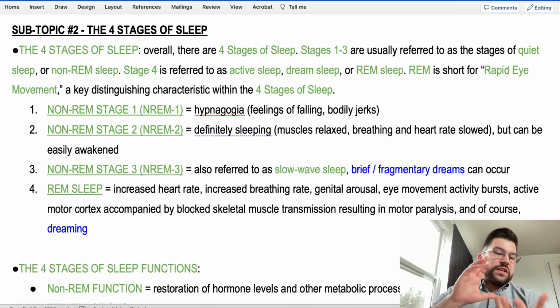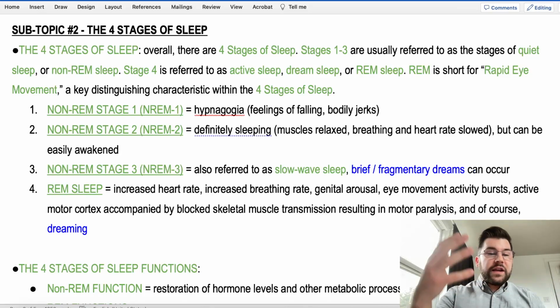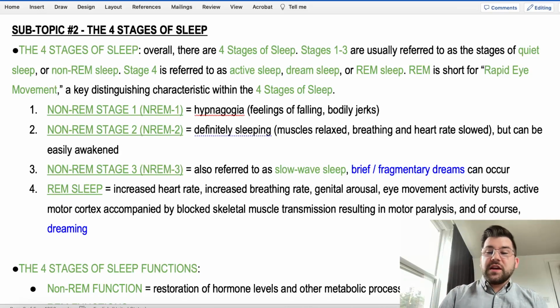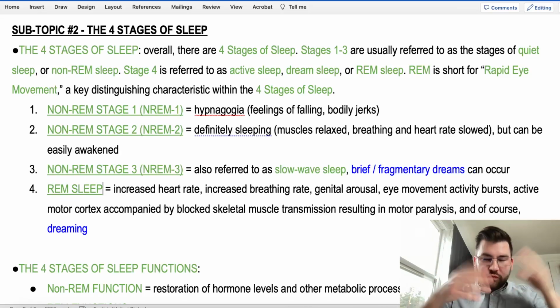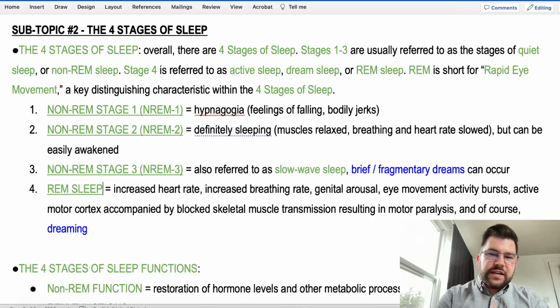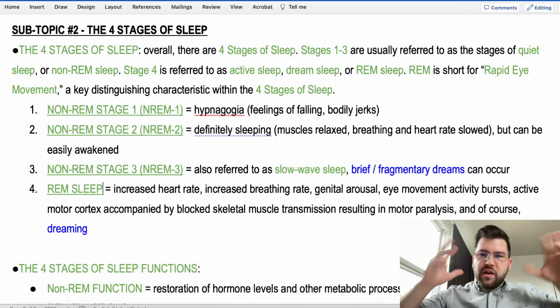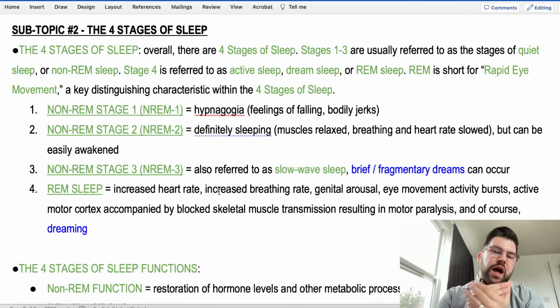And this is where sleep really changes as well, right? You see your heart rate go back up, your breathing is going to go back up, your genitals can become aroused, and your eye movement, rapid eye movement, is really flying around behind your eyelids. And your motor cortex is actually super active. Your brain is very, very active, but it's actually being blocked by your brainstem, so you don't move around. If you wake up during this stage, this is what results in sleep paralysis. But this is also where dreams occur. A big characteristic of REM sleep is active dreaming.